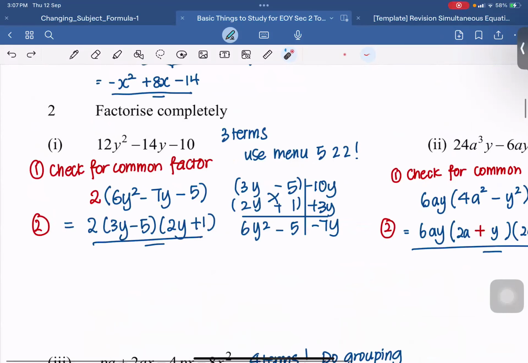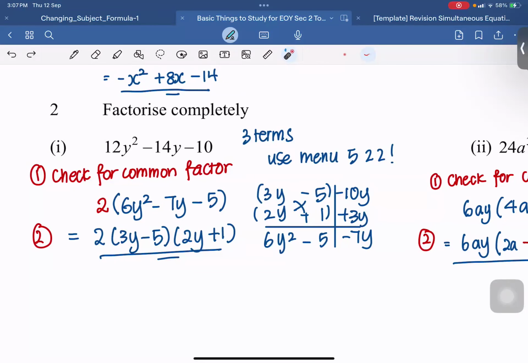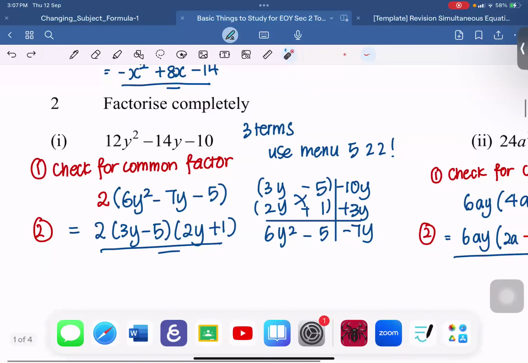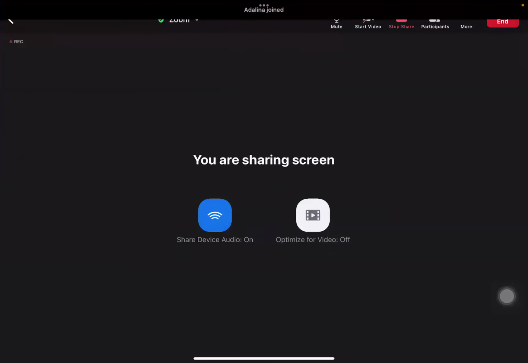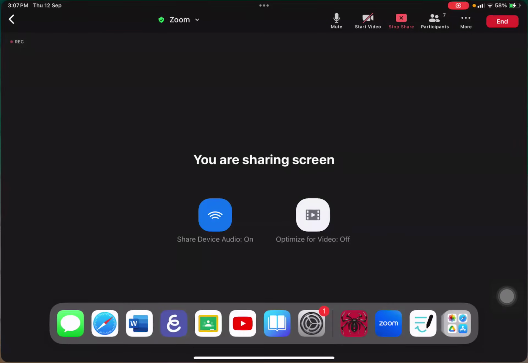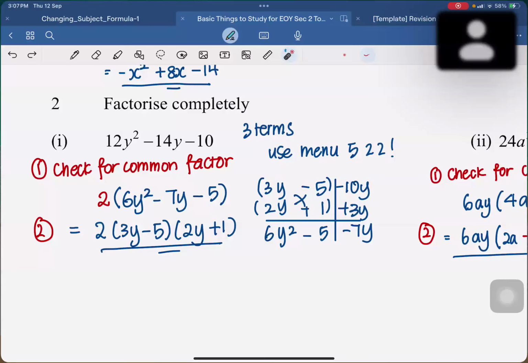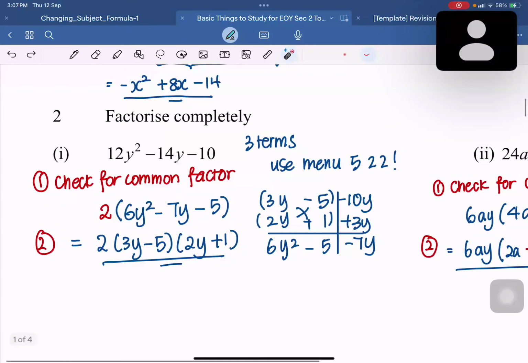Now, a lot of the times, students will go and directly use the calculator to do this factorization. They realize that the numbers don't match. Hello, Adalina. Then you realize that the numbers sometimes don't match because your calculator will automatically simplify it to the simplest form. It will take out all the common factors.